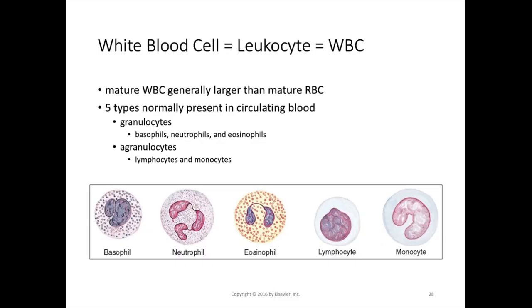All right, white blood cells, we will go through. White blood cells, also known as leukocytes or WBCs. Mature WBCs generally are larger than mature red blood cells. Five types are normally present in circulating blood. Neutrophils are responsible for phagocytosis and tissue cleanup. Generally, the white blood cells bounce between tissue and vessel. They tend to go back and forth depending on their type, some more than others. Neutrophils definitely bounce between tissue and intravascular.